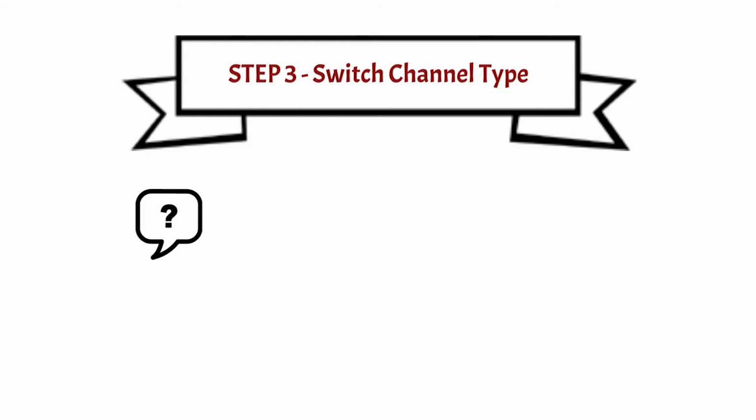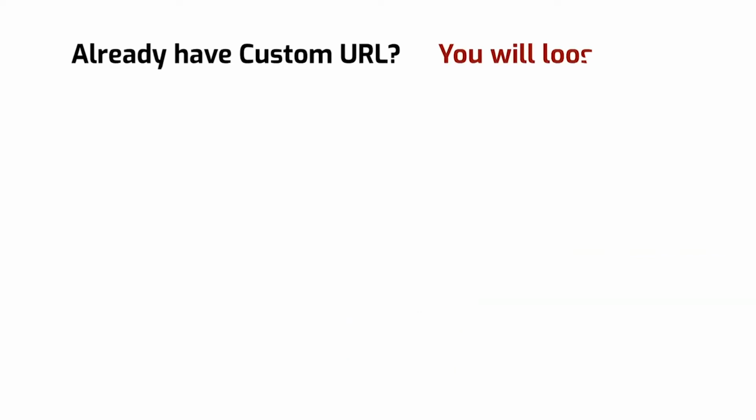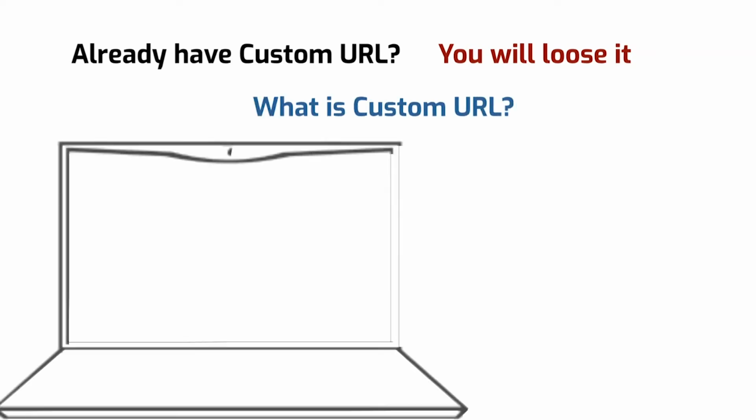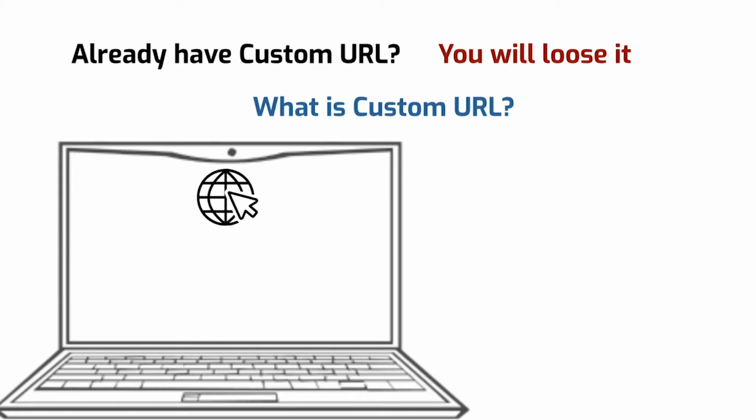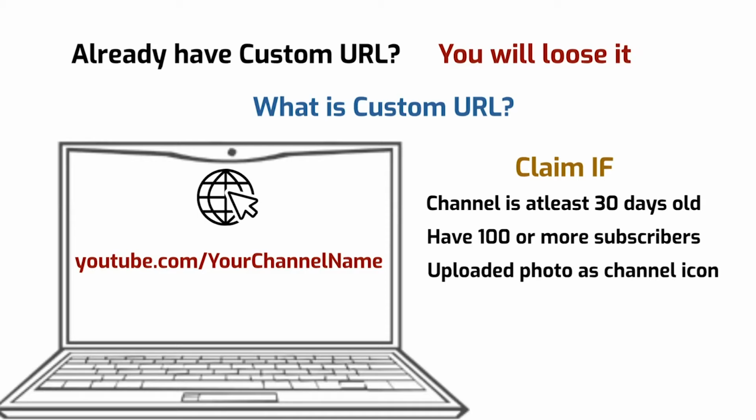Now the question is, can I switch from my personal account to a brand account and will all the content data be moved automatically or not? The answer is yes, with a few exceptions. If you already have a custom URL for your channel, then you lose it. Let me explain what a custom URL is. Basically, this is your channel URL which people can call directly, like youtube.com/yourchannelname. And if you recently started your channel, you can claim it if your channel is at least 30 days old, you have 100 or more subscribers, you have uploaded a photo as channel icon, and you have uploaded channel art as well.